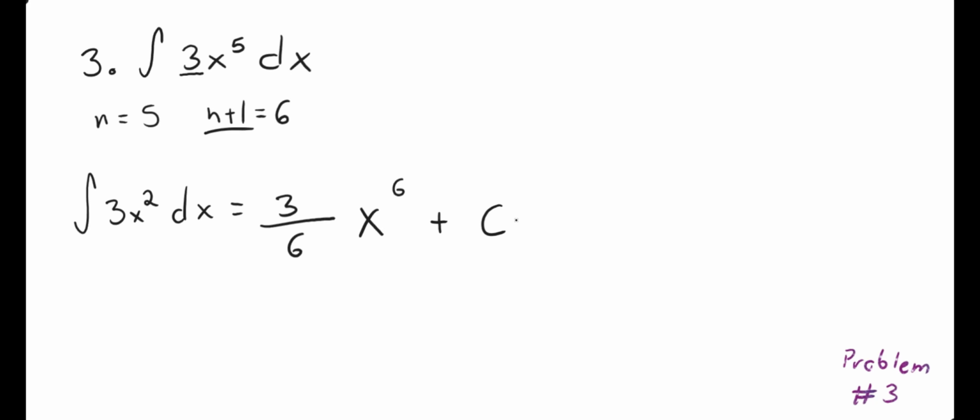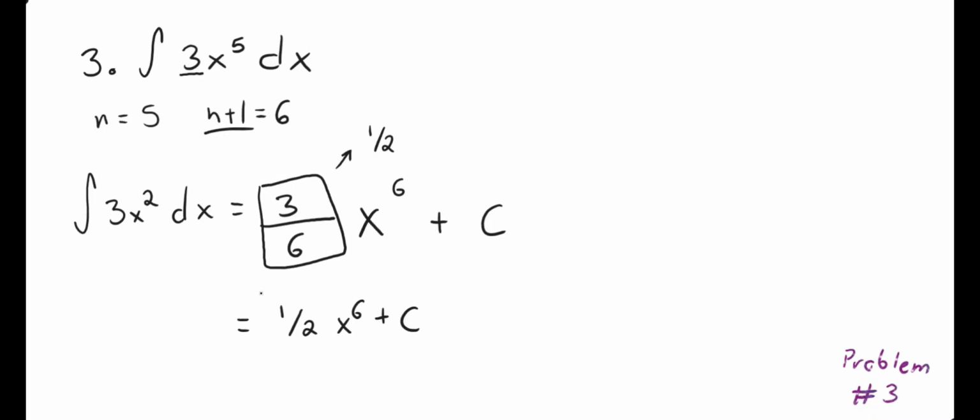We can definitely simplify it. The 3 over 6, we're going to get a half. So that means our final answer is one half x to the power of 6 plus C.